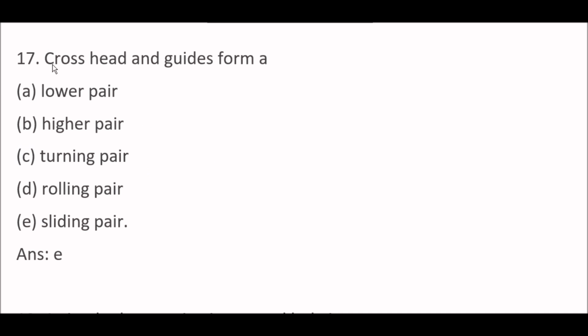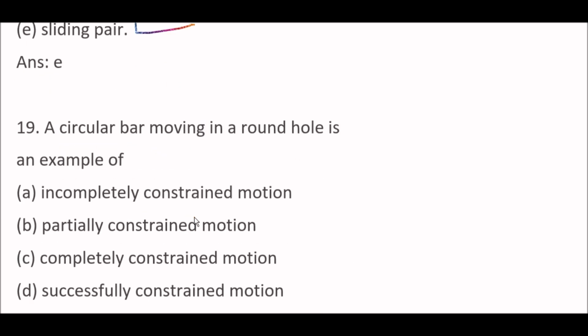Next question. Crosshead and guides form a: option A, lower pair. Option B, higher pair. Option C, turning pair. Option D, rolling pair. Option E, sliding pair. And here right answer is option E, sliding pair. Crosshead and guides form a sliding pair.